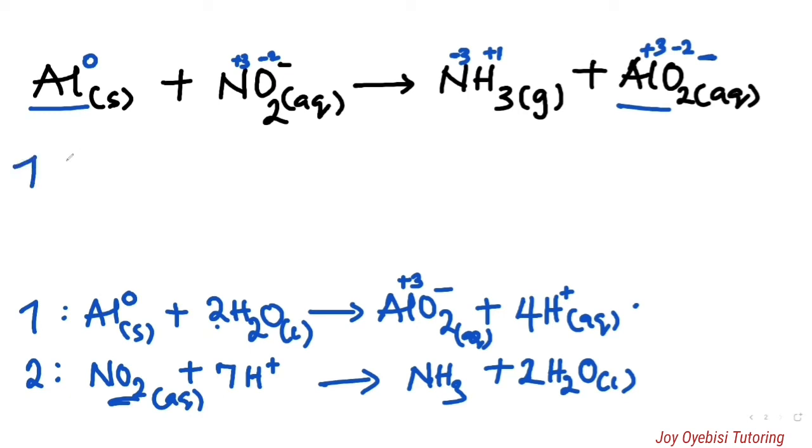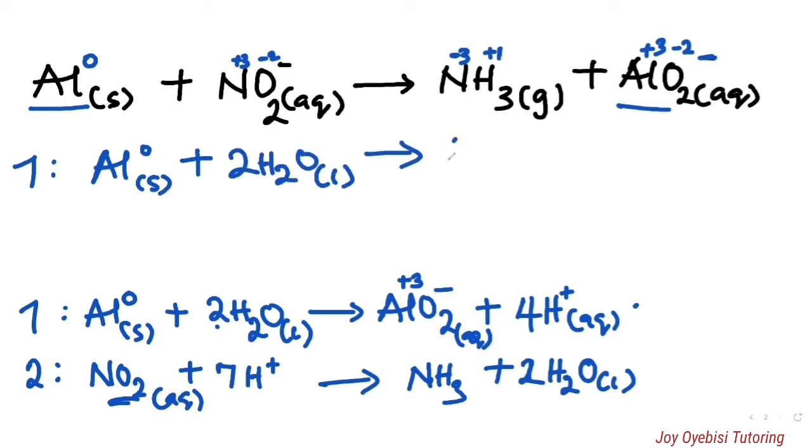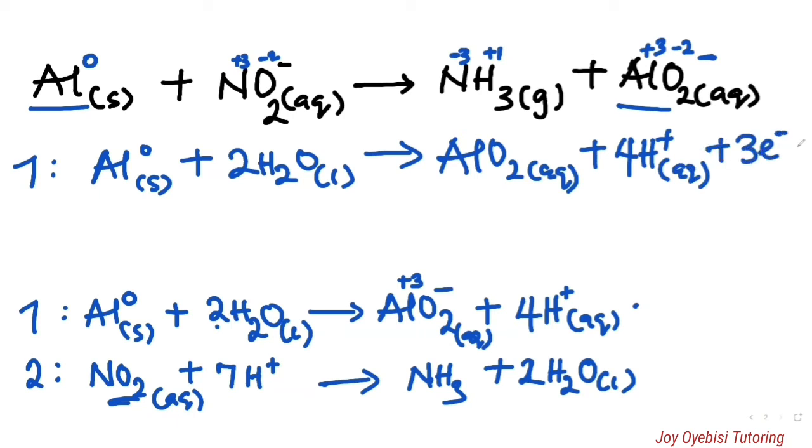So the first equation, I'm going to have aluminum plus the 2 H2O, and over here this plus H plus, and then I'm going to add 3 electrons. Okay, now this is plus 3 of this minus 3 of this is going to give me 0 on this side, which means that my charges, oxidation states, are balanced.